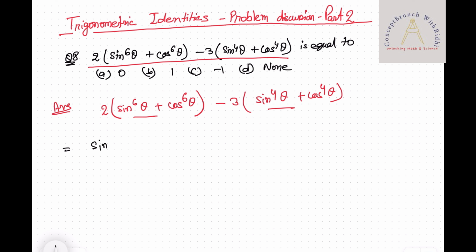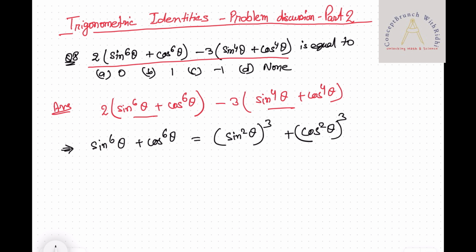So sin to the power 6 theta plus cos to the power 6 theta. Can we write it like this? Sin square theta whole to the power cube, so 3 times 2 is 6, same thing, right? Plus cos square theta whole to the power cube. Now we'll write the formula here. A cube plus b cube. What is that? A plus b whole cube minus 3a squared b minus 3ab square. Let's use this formula here.